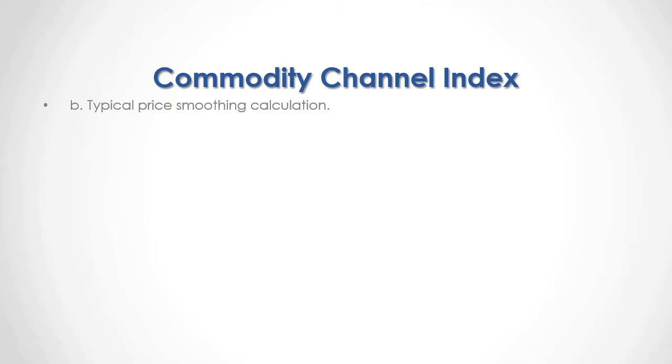B. Typical price smoothing calculation. Current period 20-day simple moving average of typical prices is equal to 1 divided by 20 multiplied by the sum from 0 to 20 minus 1 observation of previous period's typical price up to current period.